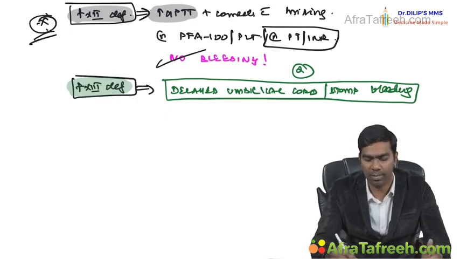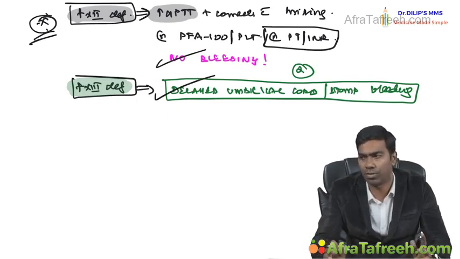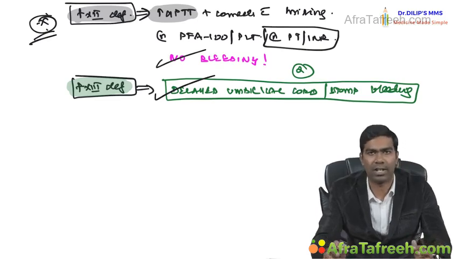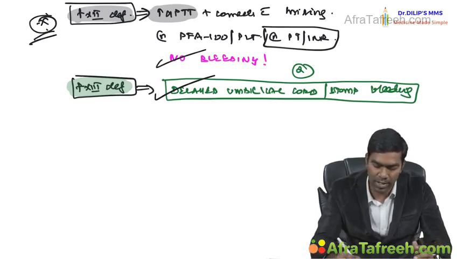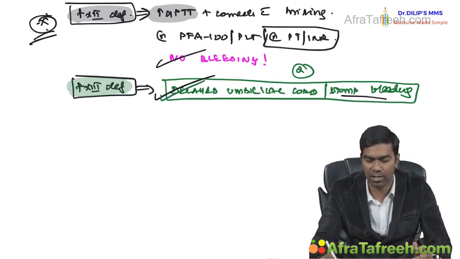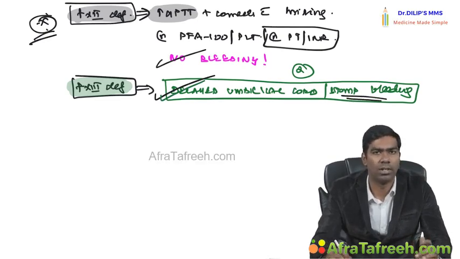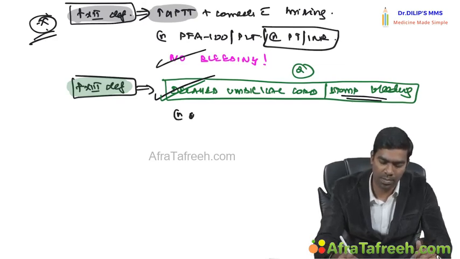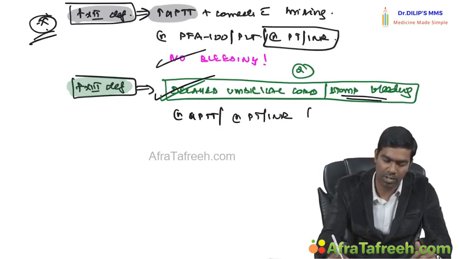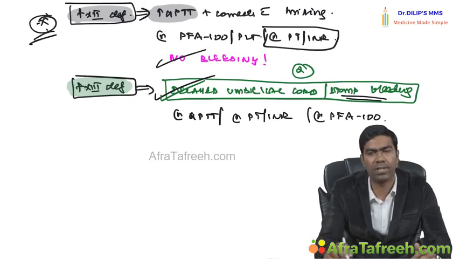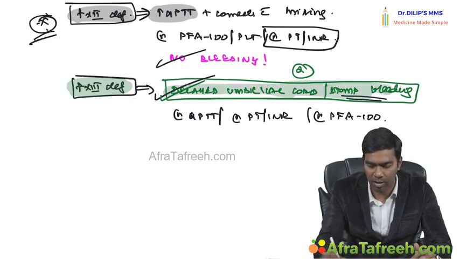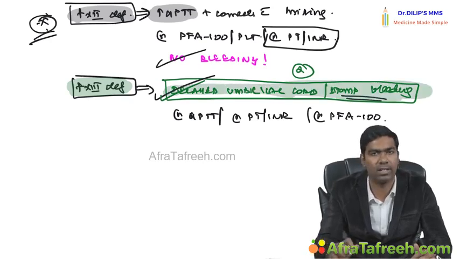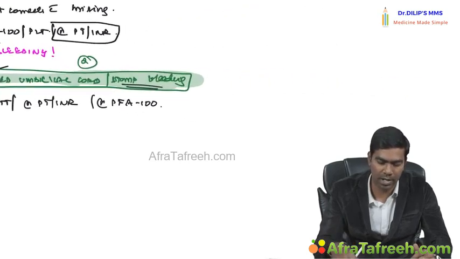Many times you will get a delayed post-op bleeding. That is what they might give, but delayed post-op bleeding is also a feature of other clotting factor deficiencies. But delayed umbilical cord stump bleeding is so characteristic of factor 13 deficiency. And do remember, APTT will be normal, PT and INR will be normal, PFA 100 will be normal, platelet count will be normal. But still the patient will exhibit this delayed umbilical cord or stump bleeding. Very characteristic.